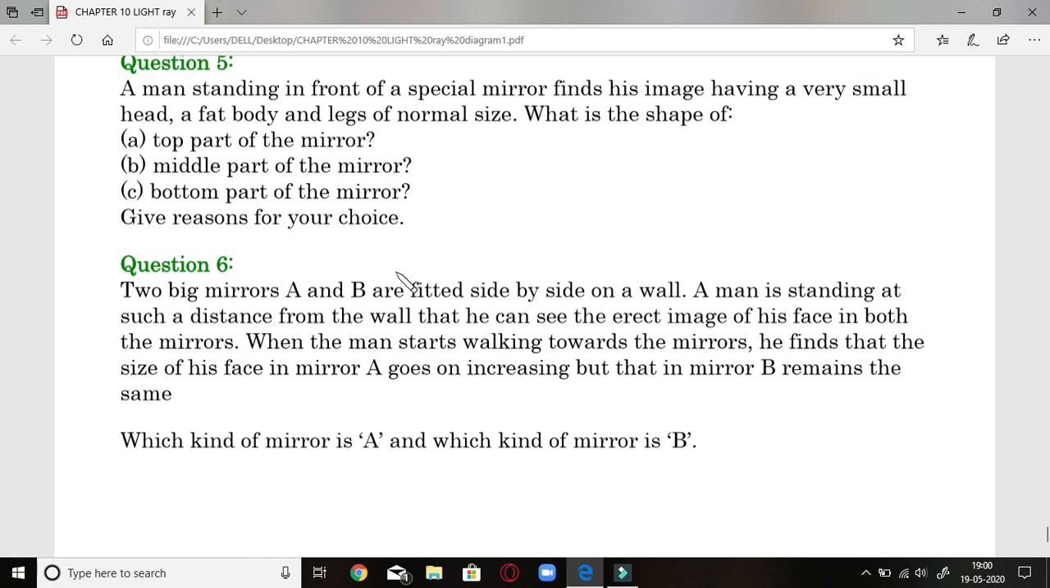Question number 6. Two big mirrors A and B are fitted side by side on a wall. A man is standing at such a distance from the wall that he can see the erect image of his face in both the mirrors. When the man starts walking toward the mirrors, he finds that the size of his face in mirror A goes on increasing, but the size in mirror B remains the same. So what kind of image is it, and what kind of mirrors are A and B? So try to find it yourself. So enjoy these questions. Along with that, draw ray diagrams also.